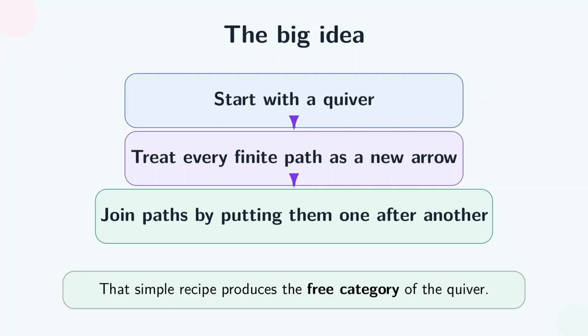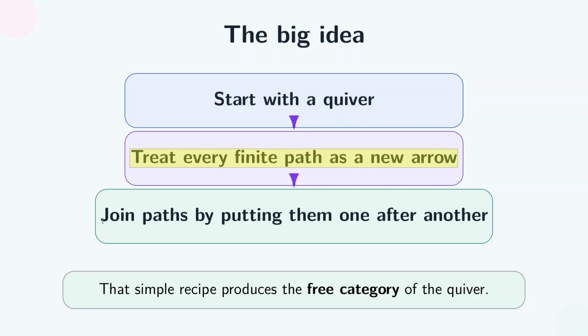Now we arrive at the big idea. The construction is wonderfully simple. We start with a quiver, then we make one bold decision. Every finite path in that quiver will now be treated as an arrow. And once we do that, we also need a way to combine such arrows. That rule is just this. If one path ends where another path begins, we place them one after another. That joining process is called concatenation. So the whole recipe is almost disarmingly simple. Start with a quiver. Treat every finite path as an arrow.